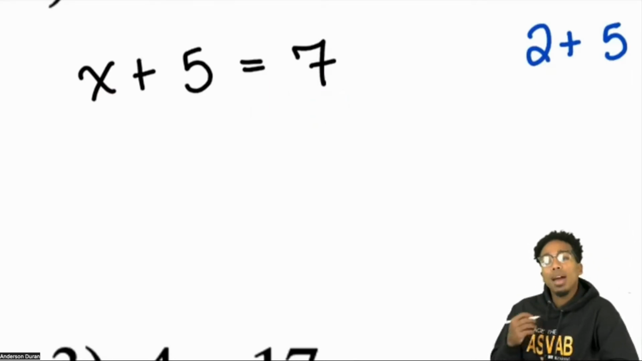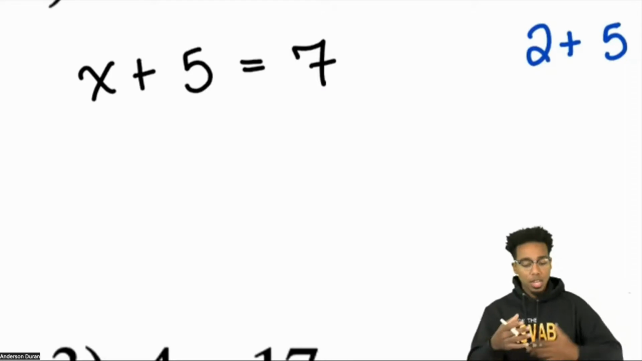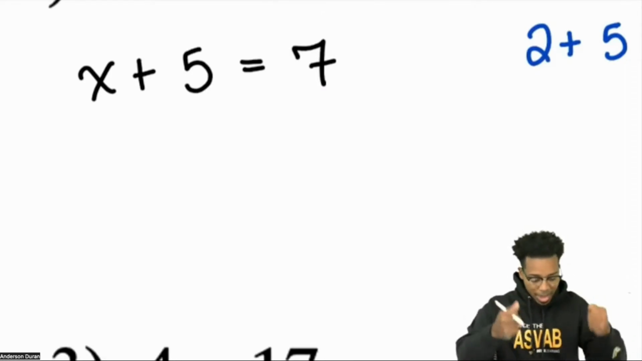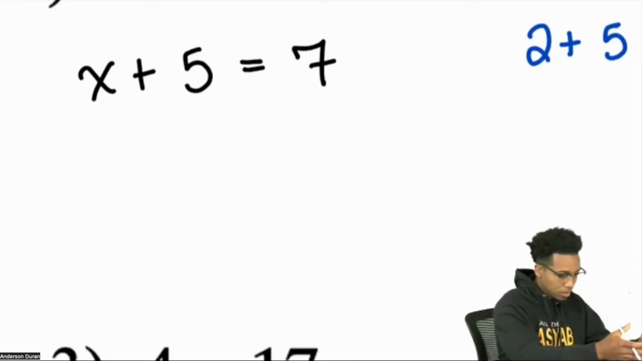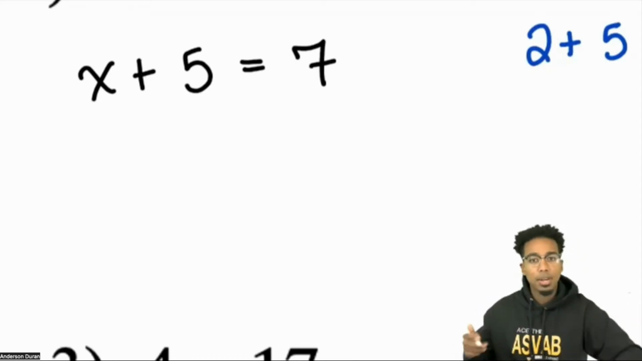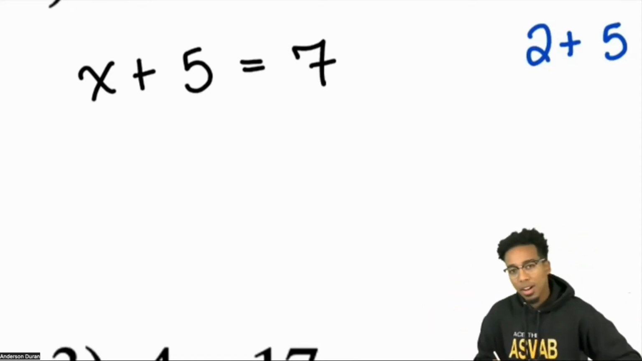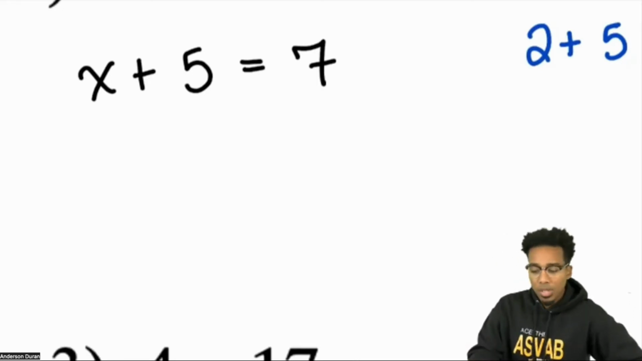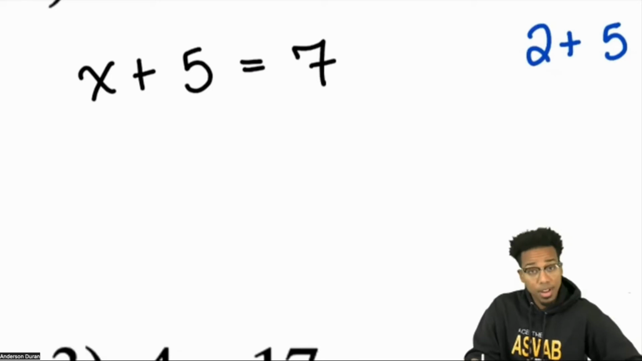So working backwards means this. If you're saying I start at some place and I add 5, I get here. Well, then to go back to here, I got to go backwards. Everybody, what's the opposite of adding 5? Subtracting 5. Exactly.